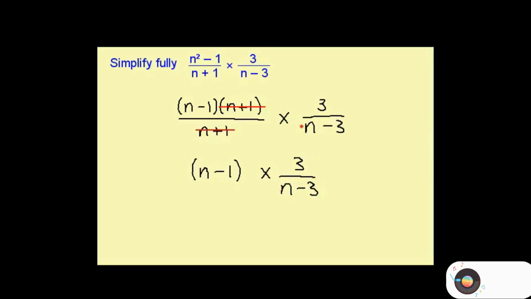This part stays the same. I now need to multiply these two together. This gives me 3 multiplied by n minus 1 over n minus 3.